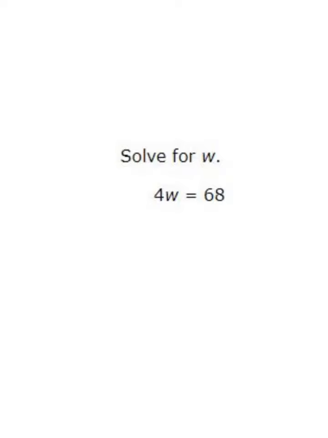All right. Next problem. So here we have 4w equals 68. We want to solve for w, so we need to isolate our variable. The opposite of multiplying 4 times w, or 4w, the opposite of multiplication is division. So I'm going to use a fraction bar to show my division. I'm going to divide both sides by 4.